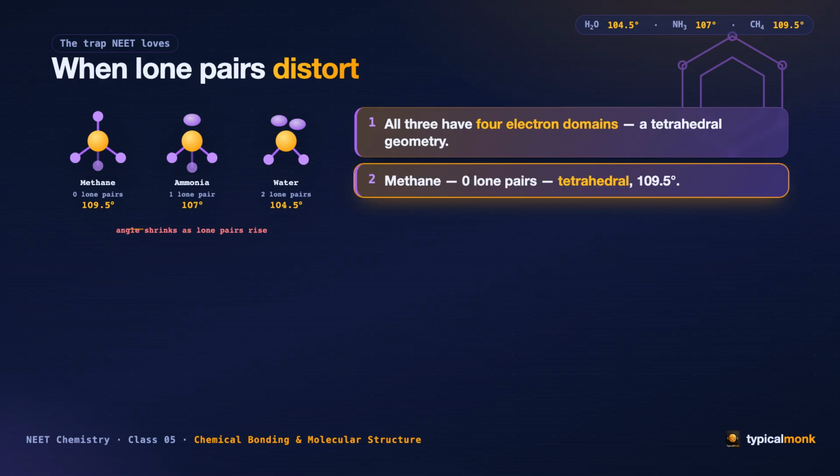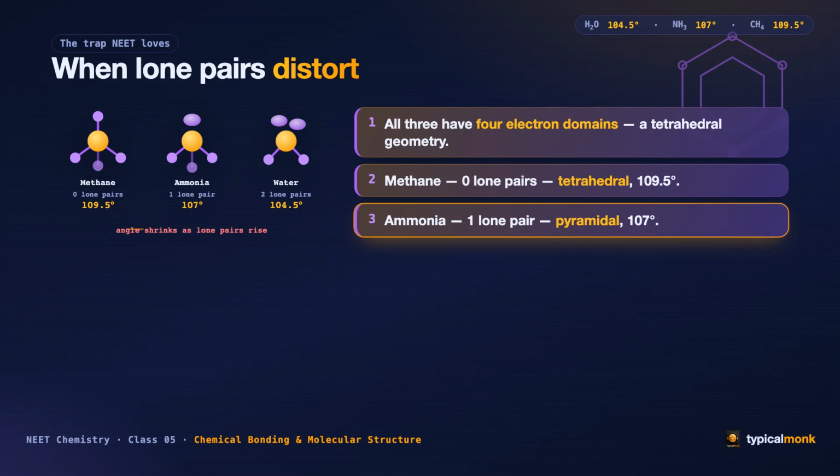Now methane has 0 lone pairs, nothing crowds the bonds, so it stays a perfect tetrahedron with a bond angle of 109.5 degrees. Ammonia has 1 lone pair. That single greedy pair presses down on the 3 bonds, pushing them closer, and the molecule becomes pyramidal, with the angle shrinking to 107 degrees.